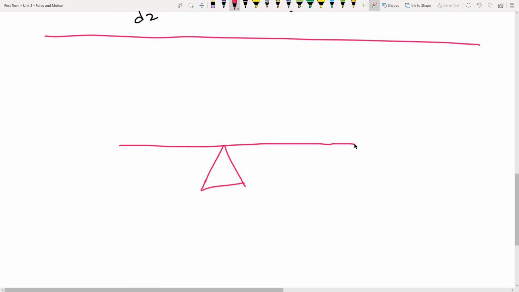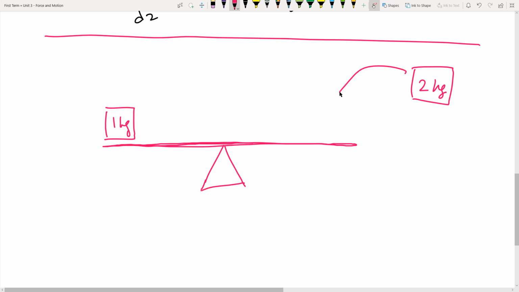Let's just say I have this balance over here. Now remember, weight is a force due to motion. Over here we have 1 kilogram, and over here we have another weight. I want you to put 2 kilograms in a way that this stays balanced. You need to put it somewhere here, but where are you going to place it? If you place it at the end, over here, then obviously 2 kilograms is heavier, so we're going to see rotation in this side. We don't want that.